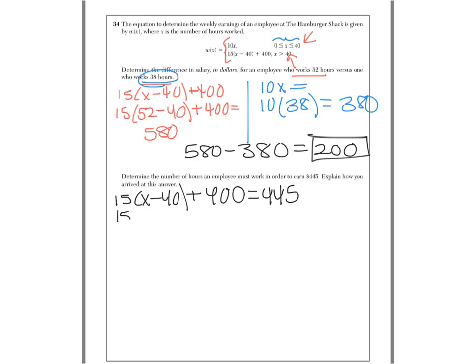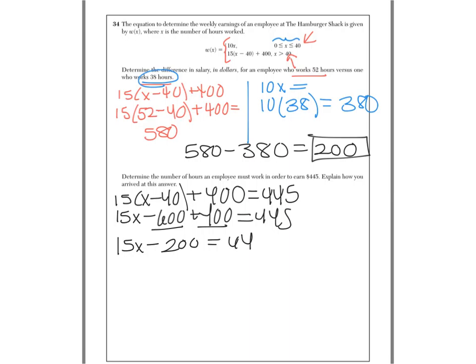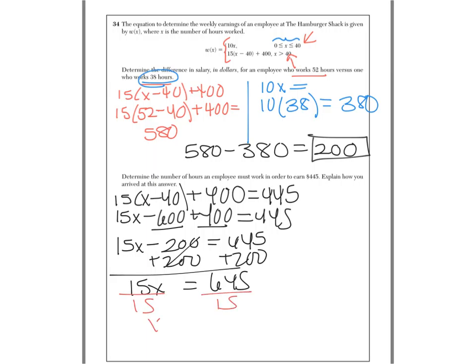So I get 15x minus 600 plus 400 is equal to 445. Combine like terms, so negative 600 plus 400 gives us a difference of negative 200, and that's equal to 445. Add the 200 to both sides to get a sum of 645 and divide by 15. So x is equal to 43.